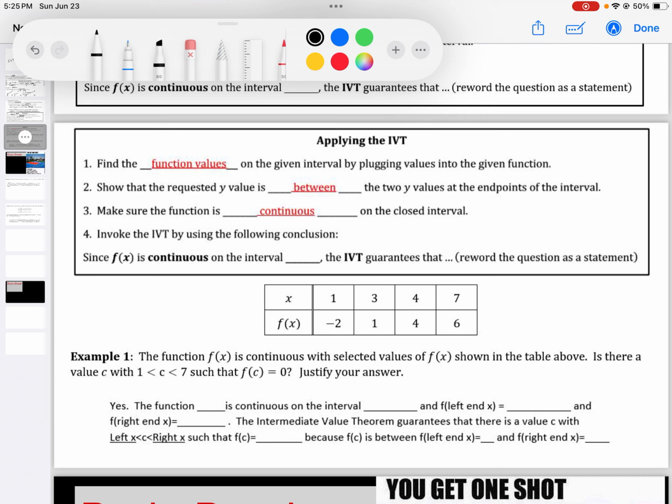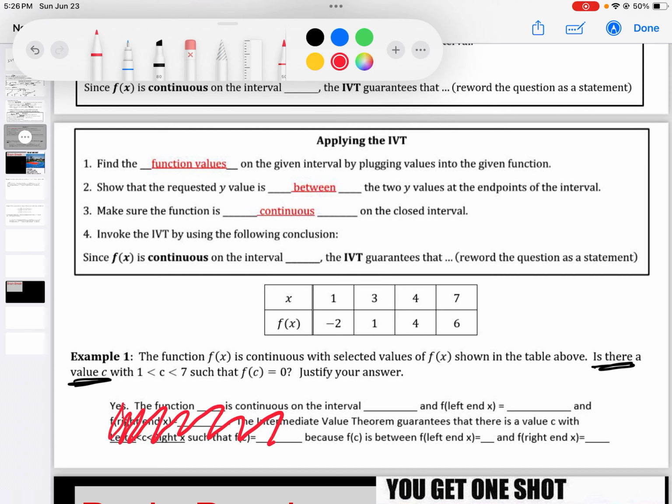All right, so example 1 says the function f of x is continuous with selected values in the table. Is there a value, there's that phrase, is there a value c in between 1 and 7? So is there an x value in between the x values that were given such that f of c has to be 0? And then justify your answer. One of the biggest things, and it's the easiest thing, is just writing yes or no. Is there a value? Yes. Or is there not a value? No. And then write your reason. You can't just start saying the function's continuous. Make sure you say yes or answer the question.